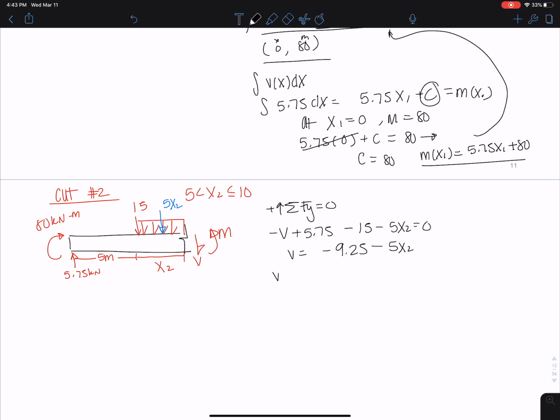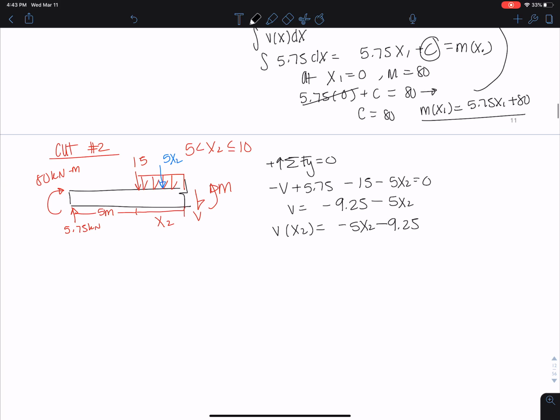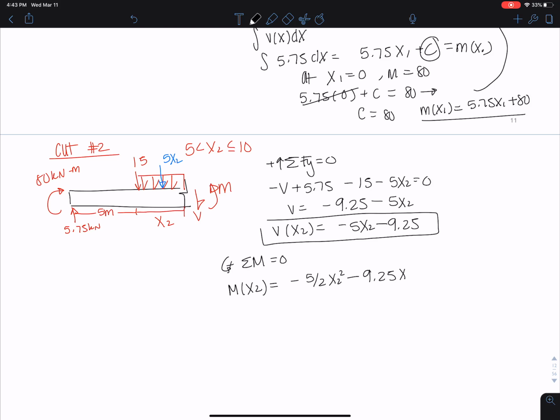And let's clean this up a bit. V of x2 equals negative 5x2 minus 9.25. And we have our function here for x2. So you can see this is a piecewise function. Okay, let's do sum of moments. Counterclockwise is positive. Okay, and I'm going to write this out now because I think you know how to do this, and you get negative 5 over 2 x2 squared minus 9.25 x2 plus 108.75.